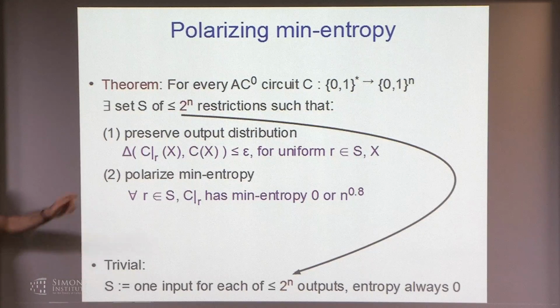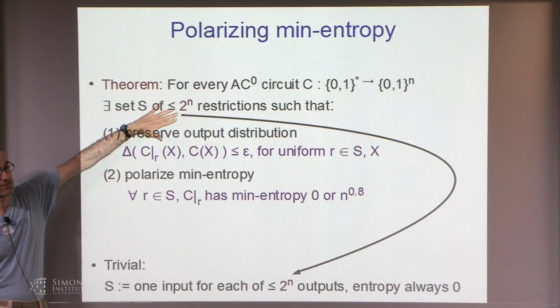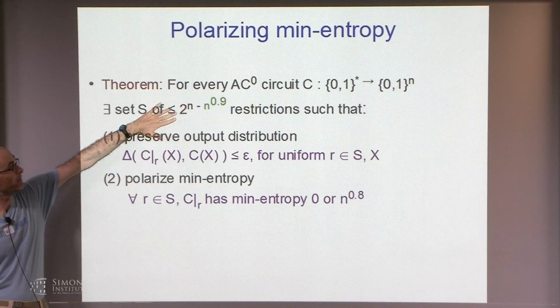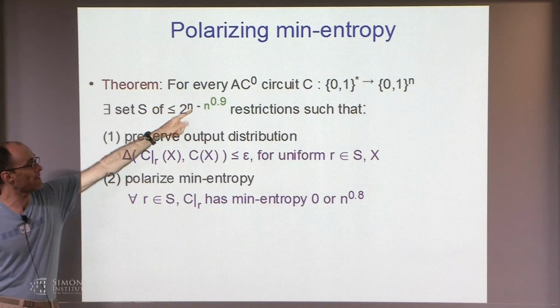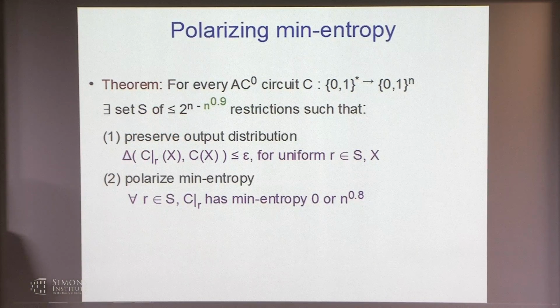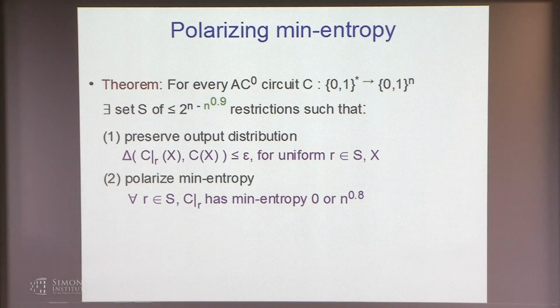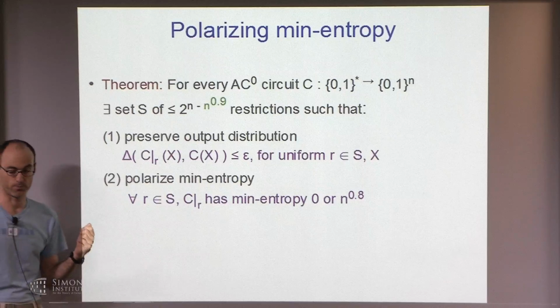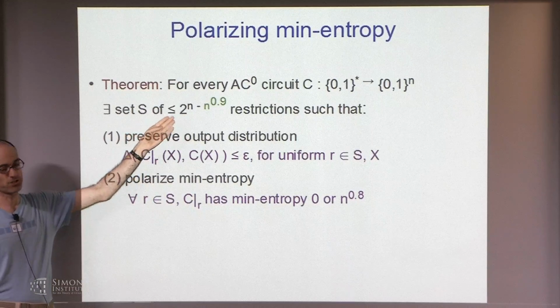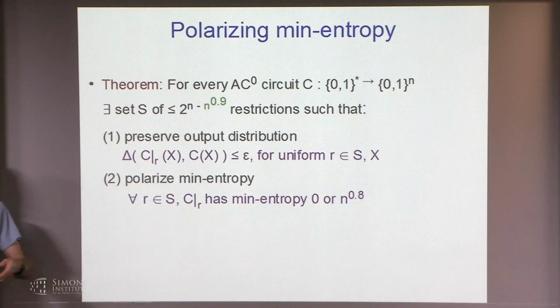So the content of the result is that this size of S is actually not exponential in n. It can be made a little bit less: it's exponential in n minus a polynomial in n. Now you cannot do the thing from before. So you can get away with a set of restrictions which is just exponential in n minus a polynomial in n. And this is still going to preserve the output distribution, and it's also going to polarize min-entropy. So now these are actual restrictions with some stars that will need to be filled, otherwise you cannot do this.